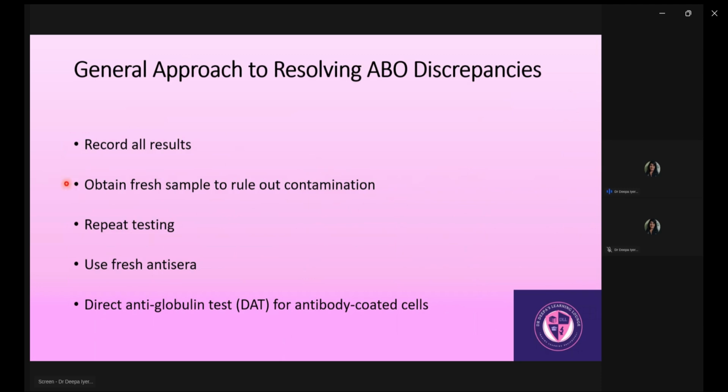And this time, obtain it separately and not in batch. Repeat the testing with fresh antisera. Open a fresh pack of antisera from your lab. Retest with the fresh pack of antisera after obtaining the fresh sample. If there is a suspicion of antibody coated cells, perform a DAT, direct antiglobulin test, also.